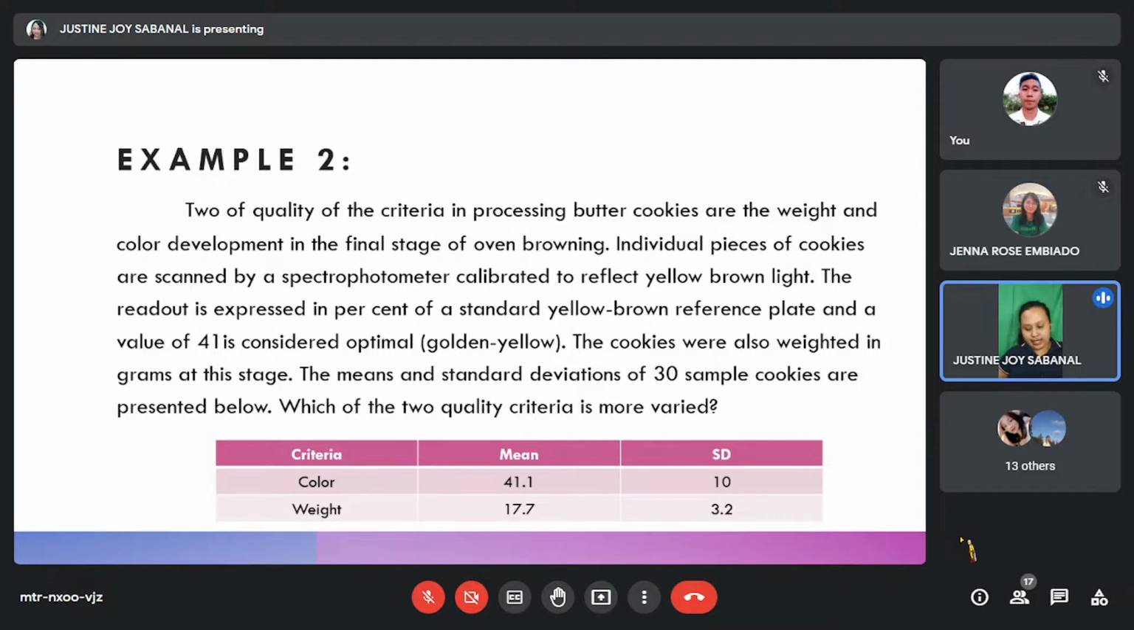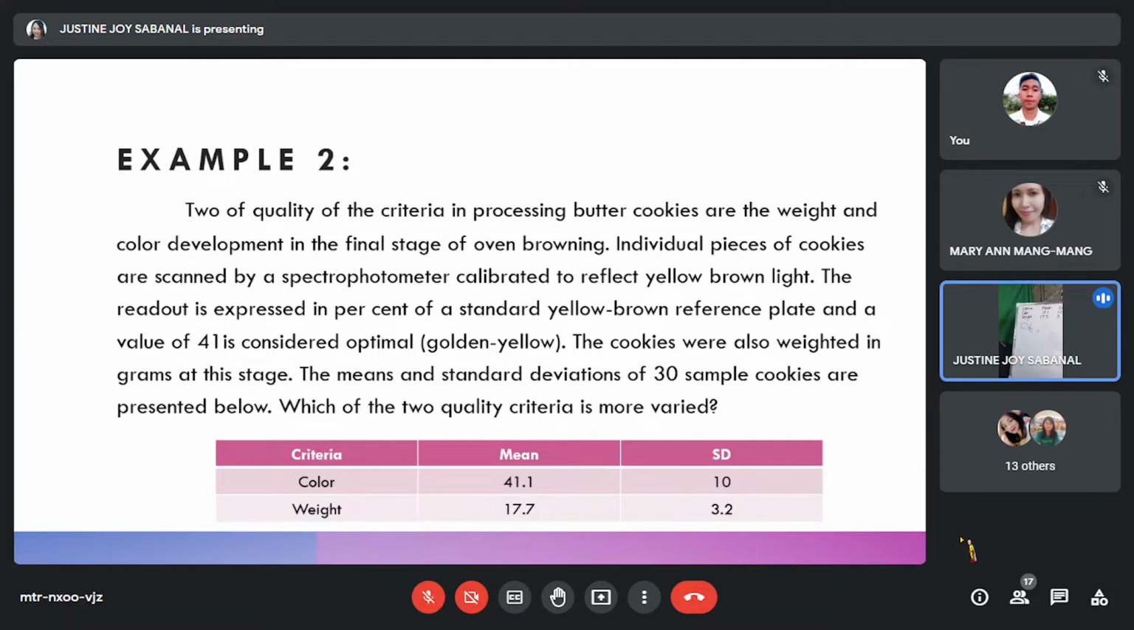So pag more varied ang tanong, ano dapat yung maging basis natin? Mas mababa, mas mataas na value? Mas mataas po, ma'am. Okay. Mas mataas na value para masabi na sila ay varied or spread. So, coefficient of variation for color.